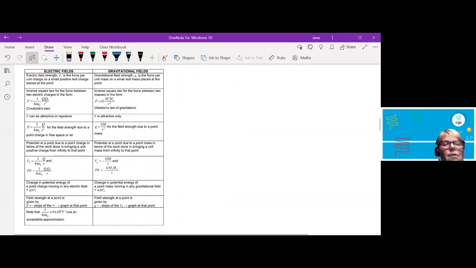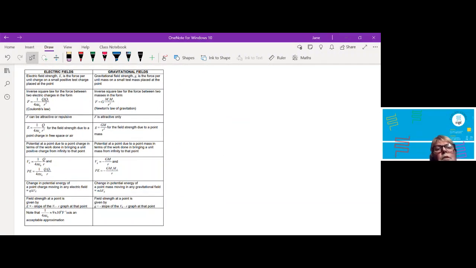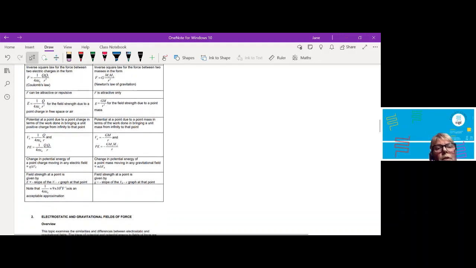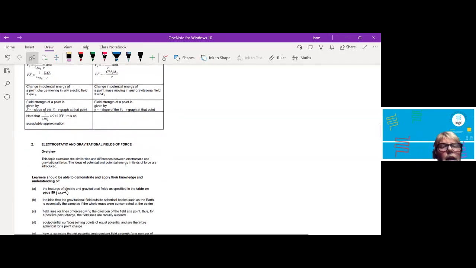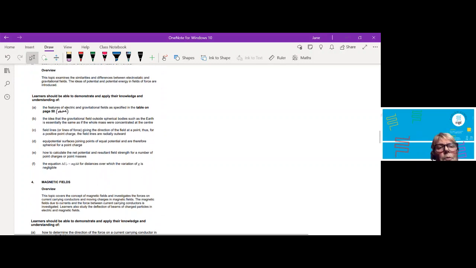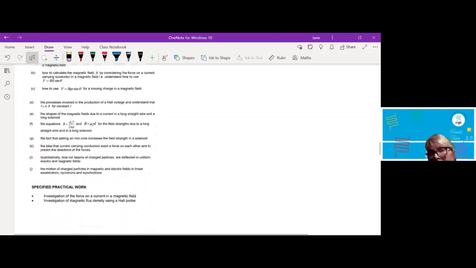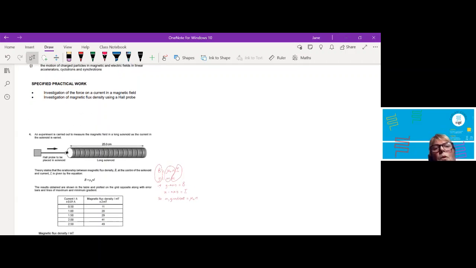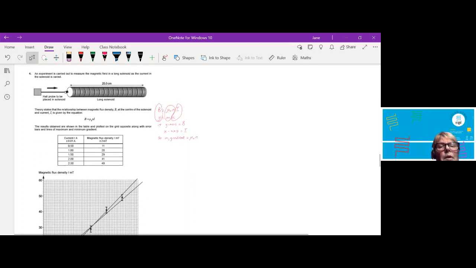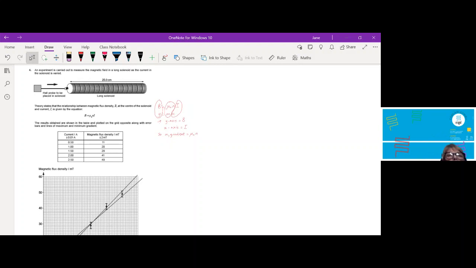Now in WJEC, they give you this table, and they really want you to be able to compare the fields between electric fields and gravitational fields. And it's only one small thing to then jump onto the magnetic fields, and we have done that. I've given you here all of the specification, but I think I've got just about time to do some practical work, because for all of these fields there's a couple of specified practicals that you are expected to have experience with.